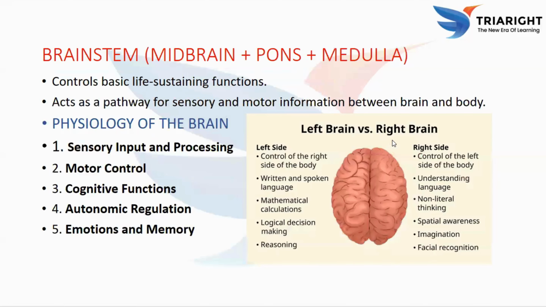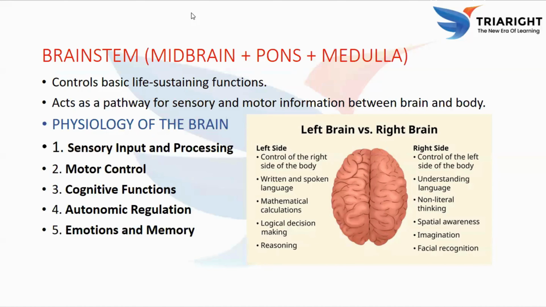Next, coming to the brainstem. The brainstem is a combination of the midbrain, pons and medulla. It is located at the base of the brain and connects the brain to the spinal cord. So this includes three main parts: midbrain, pons and medulla oblongata. What are the main functions of the brainstem? It controls the basic life sustaining functions such as breathing, heart rate and also blood pressure.